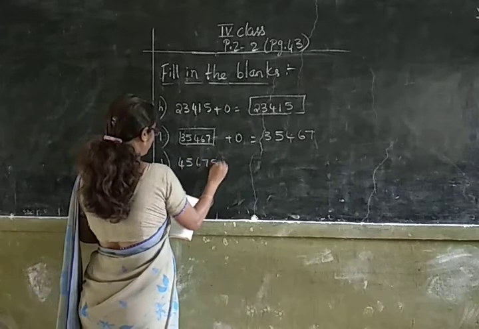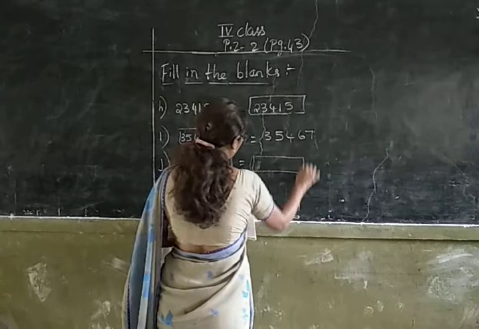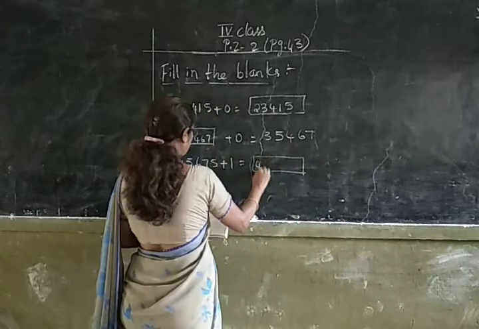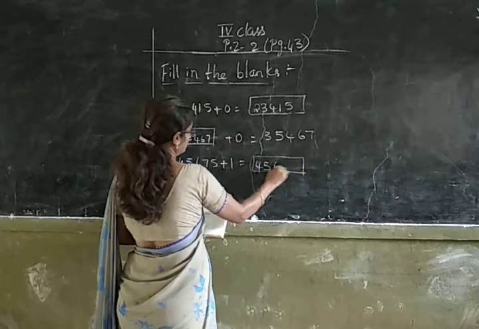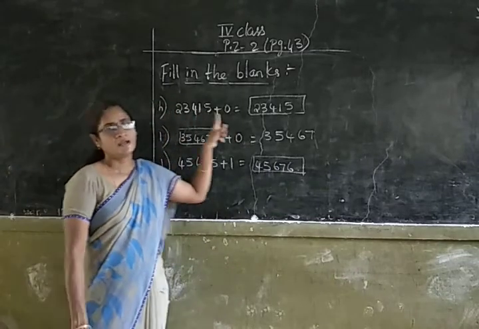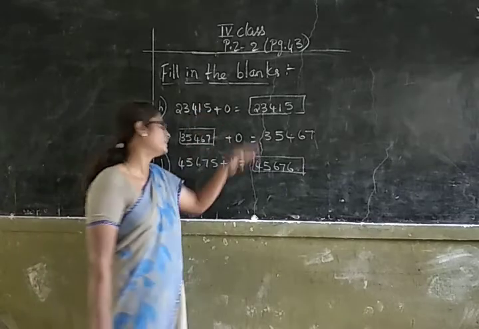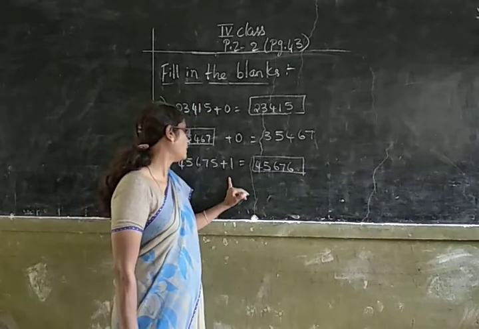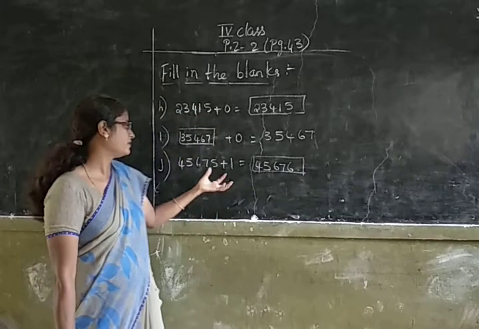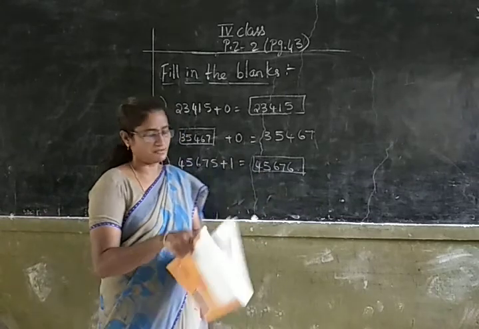According to the property of 1, if we add 1 to the given number, we are going to get the successor, that is 45,676. The earlier one is according to the property of additive identity, and this is according to the property of 1. So if we add 1 to any number, we are going to get the successor of the given number.